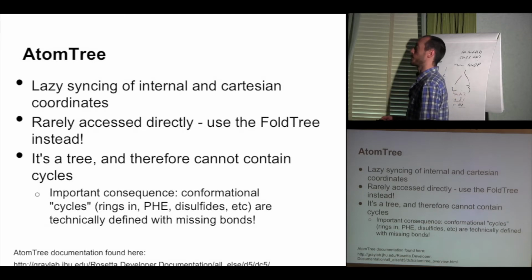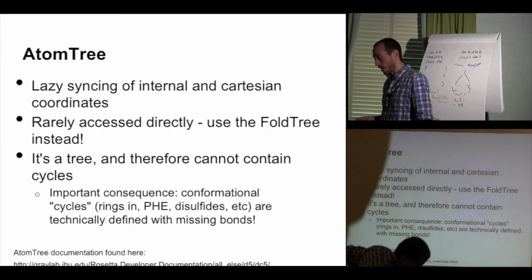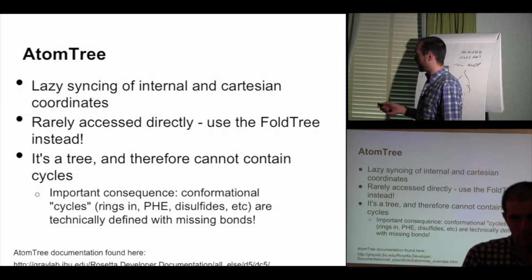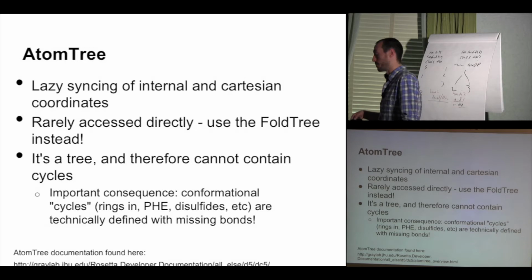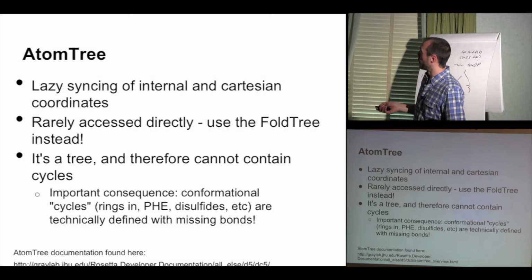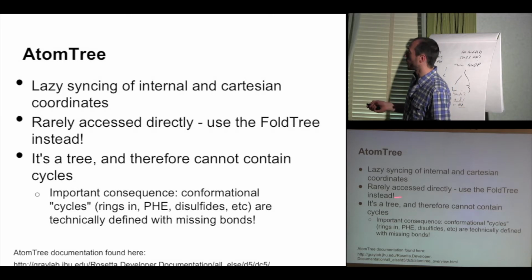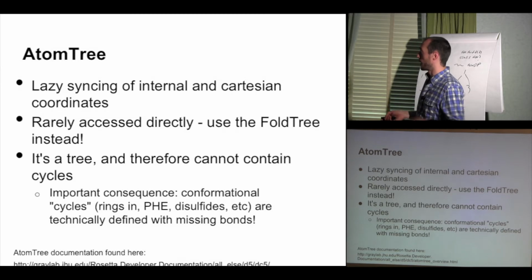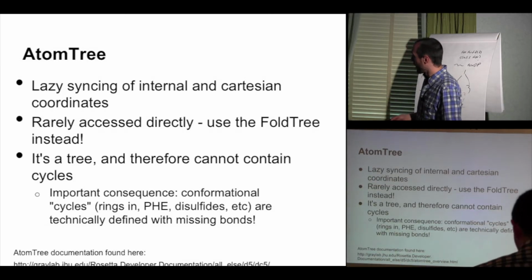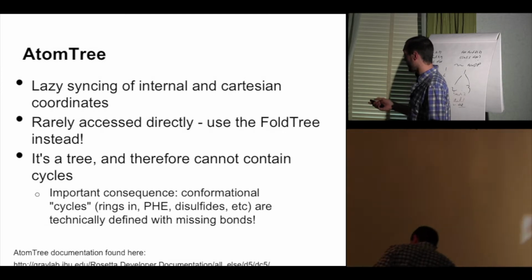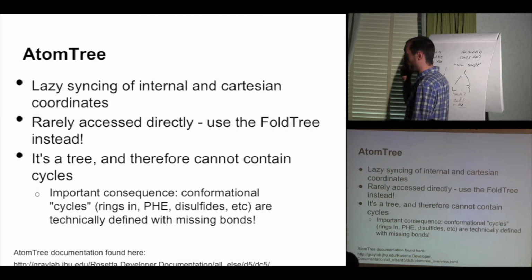So let's talk first about the atom tree. As I mentioned, it is responsible for syncing internal and Cartesian coordinates. This is a lazy syncing process, so the coordinates aren't synced until they're requested. As I mentioned before, it's rare that you need to access the specifics of the atom tree directly or change it directly. You usually do it through the use of a FoldTree. And as a tree, there are some important properties. It can't contain cycles, which is a very important property.